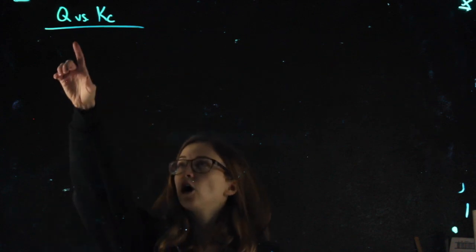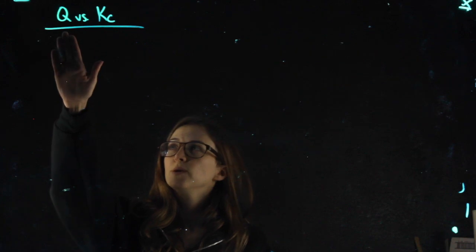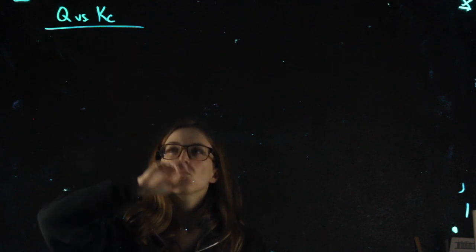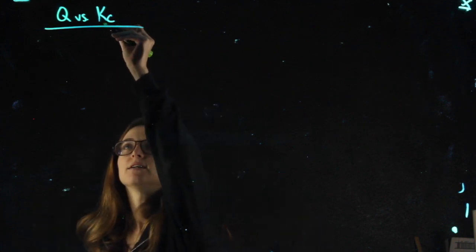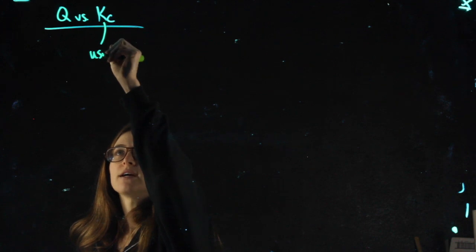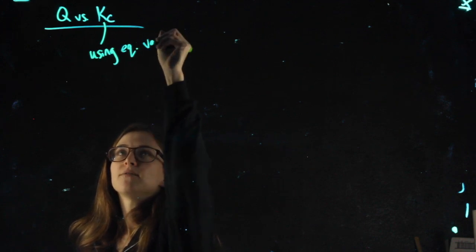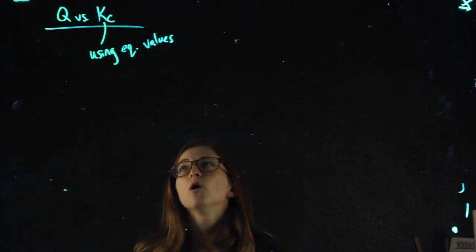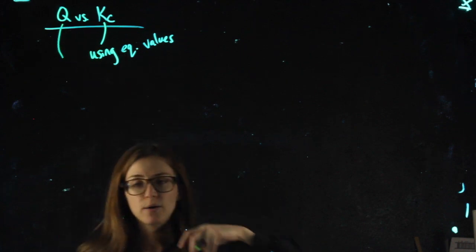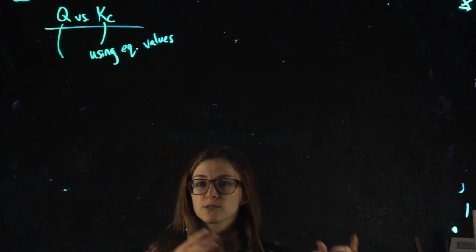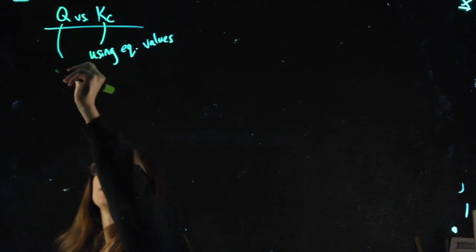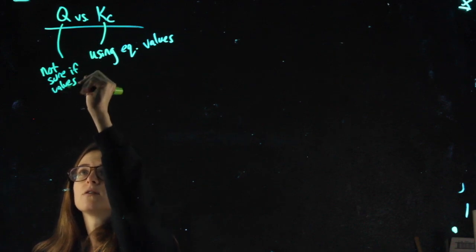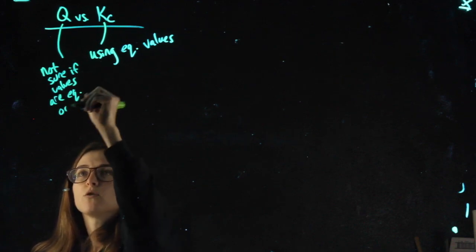So there's this thing called Q. And Q is found the exact same way that we find Kc, except for one difference, which is that with Kc, we know that we are using equilibrium values. We know we're at equilibrium if we're plugging into Kc. With Q, we set it up the same way. We still do products over reactants, coefficients become exponents, but with Q we are not sure if our values are equilibrium values or not.